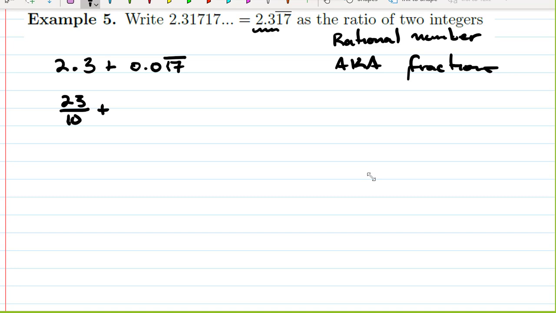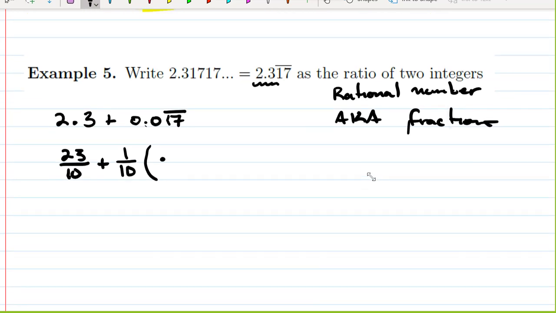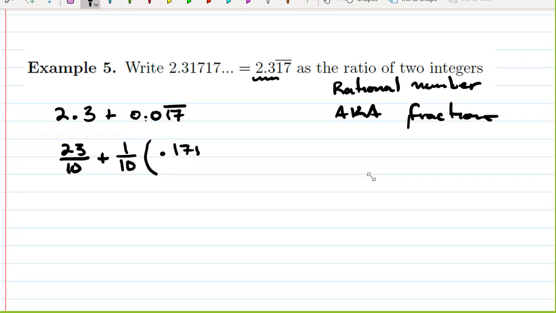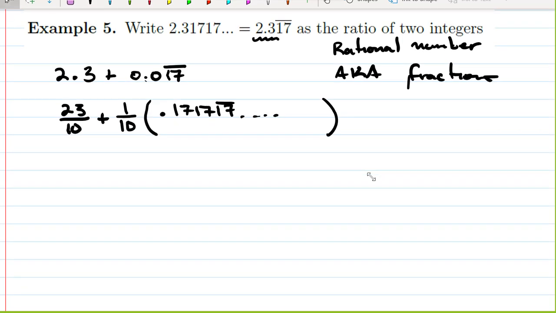for this next part, we want the repeating part to be right next to the decimal. So we're going to write it as 1/10 times 0.171717 repeating, because if we do that, this will represent that repeating part on forever. So now we really want to focus on this bit right here. So we have two digits that repeat.